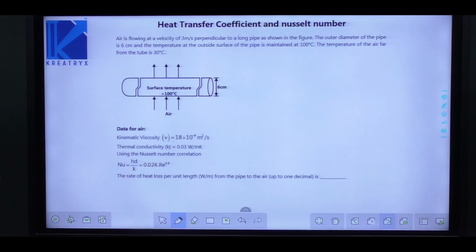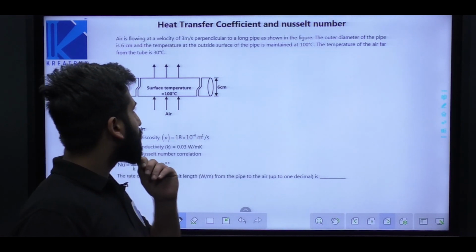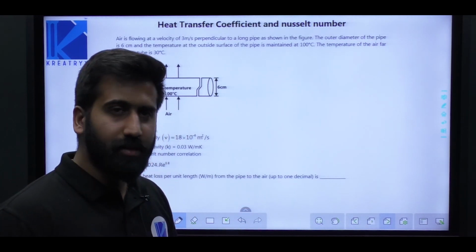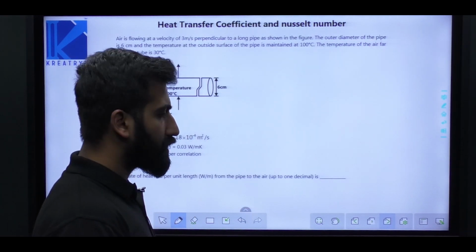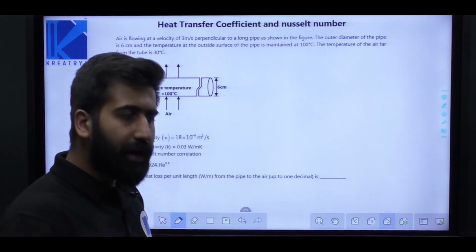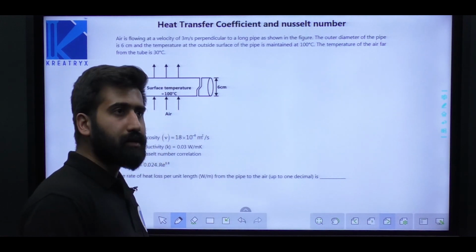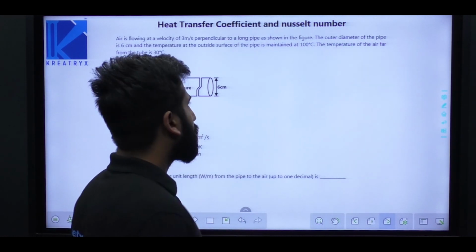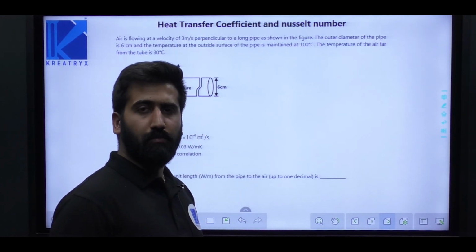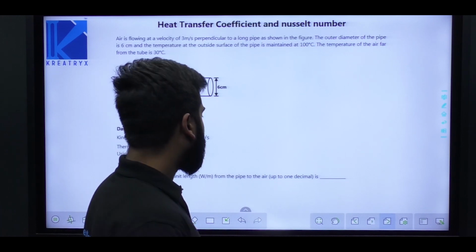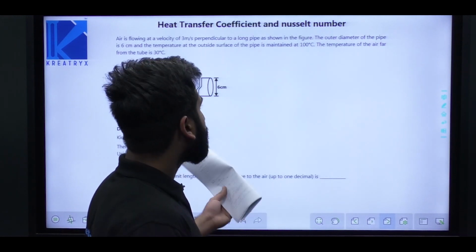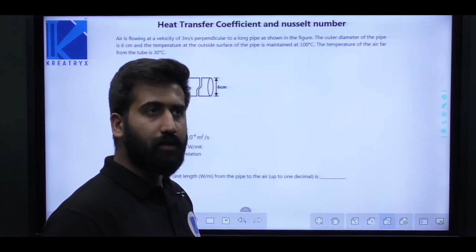Okay. Next question. This is a very lengthy question. Many of you students will leave this question without even reading it. But at least read the question before leaving it. Sometimes some extra data is given which is not used, and you can lose marks, and your GATE rank will shift by some 500 or thousands. So at least read the question and then decide whether you have to leave it or not.